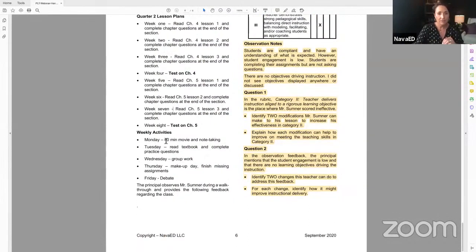Then we have Monday, 40-minute movie watching and note-taking. If you really want to make your principal crazy, show a movie for 40 minutes and not have any discussion. Movies are good for social science, but they should be paused periodically and a discussion or activity should take place.